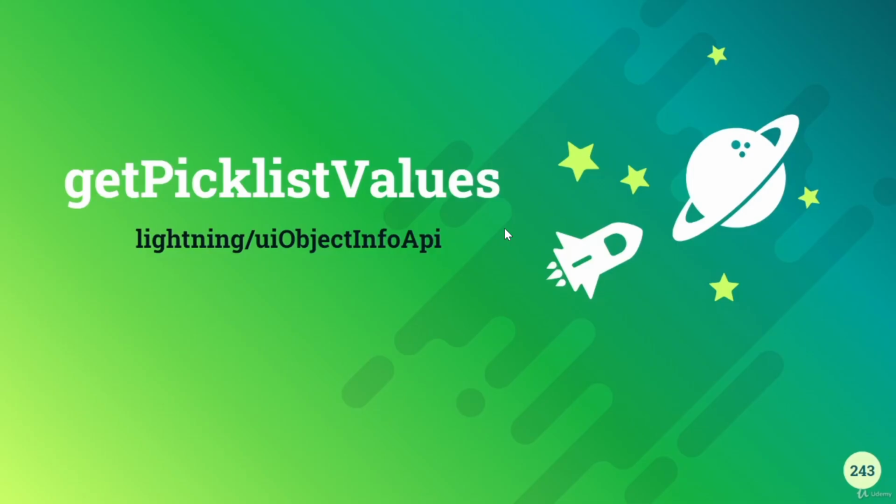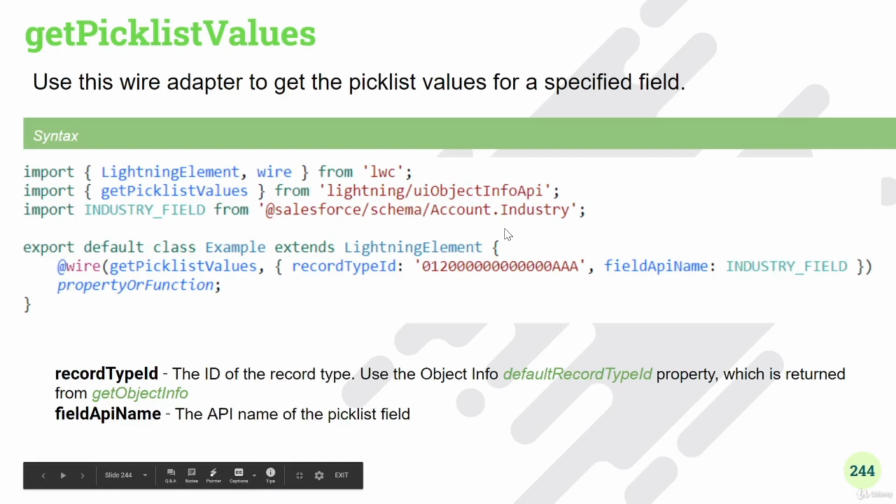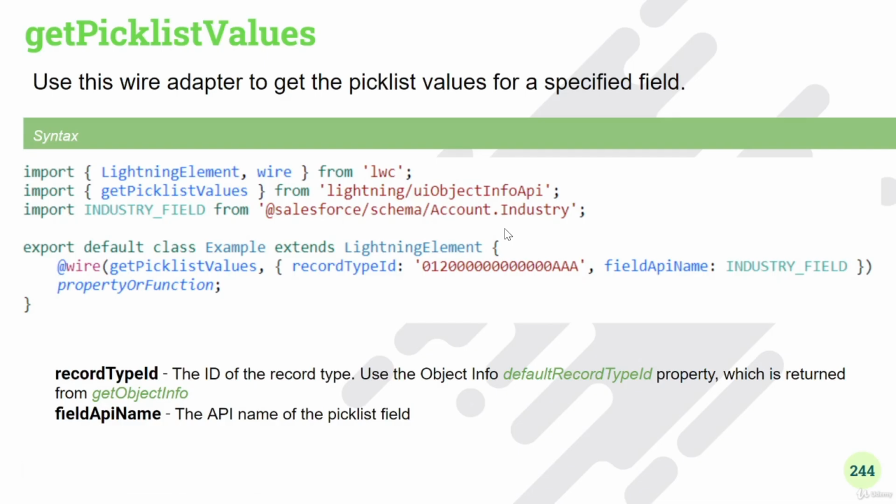In this video, we'll talk about the getPicklistValues adapter. This wire adapter we can import from the lightning/uiObjectInfoApi. This wire adapter is very common nowadays in LWC, and we use it to get the picklist values for a specified field. Before this adapter, we used to call Apex and then fetch the picklist values. But with this adapter, we don't need to write a single line of Apex code.